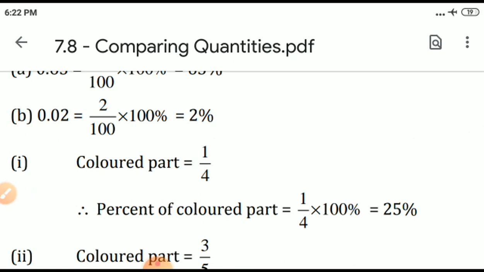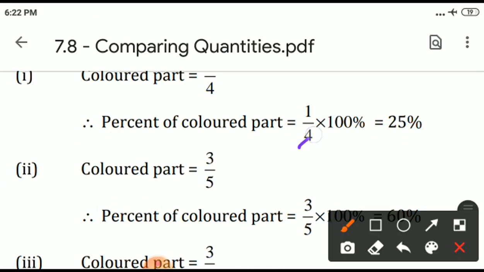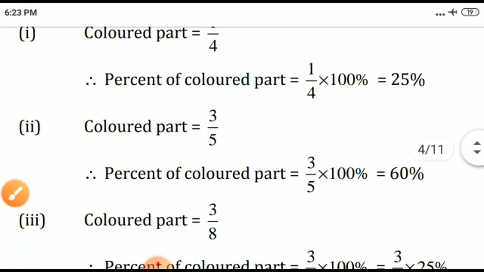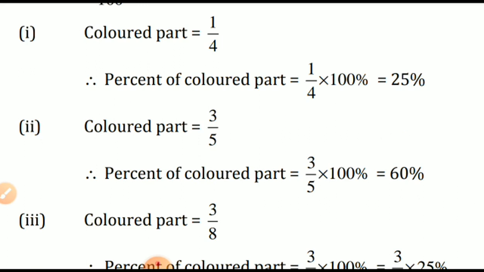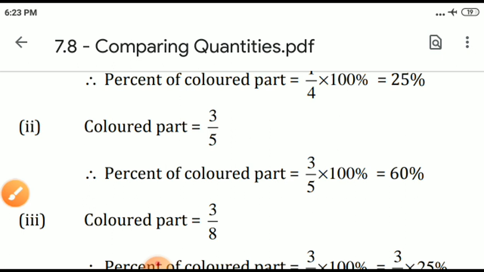Percentage is equal to 1 upon 4 multiplied by 100. That means 25. How did 25 come? 4 and 100 cut. 4 multiplied by 25. 4 will cut. The remaining part is 25. That's why the answer is 25 percentage. Next one, 5 parts are there. Out of 5 parts, you selected 3 parts. That means 3 upon 5 multiplied by 100. Why did the 60 come? Like this way, 5 ones are 5, 5 twenties are 100. Now what will be the answer? 3 into 20 will give you 60 percentage.